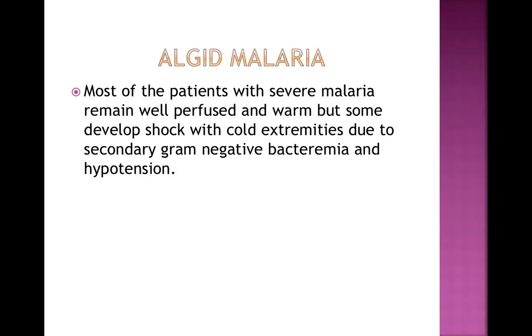So let me revise once again. In many cases of severe malaria, the patient is quite warm to touch. But if this patient is quite cold when we are examining, along with that, if this patient is having hypotension or low blood pressure, then this may be a case of algid malaria. And this is usually occurring because of secondary gram-negative bacteremia as well as septicemia. So we need to include broad spectrum antibiotics if you suspect it.